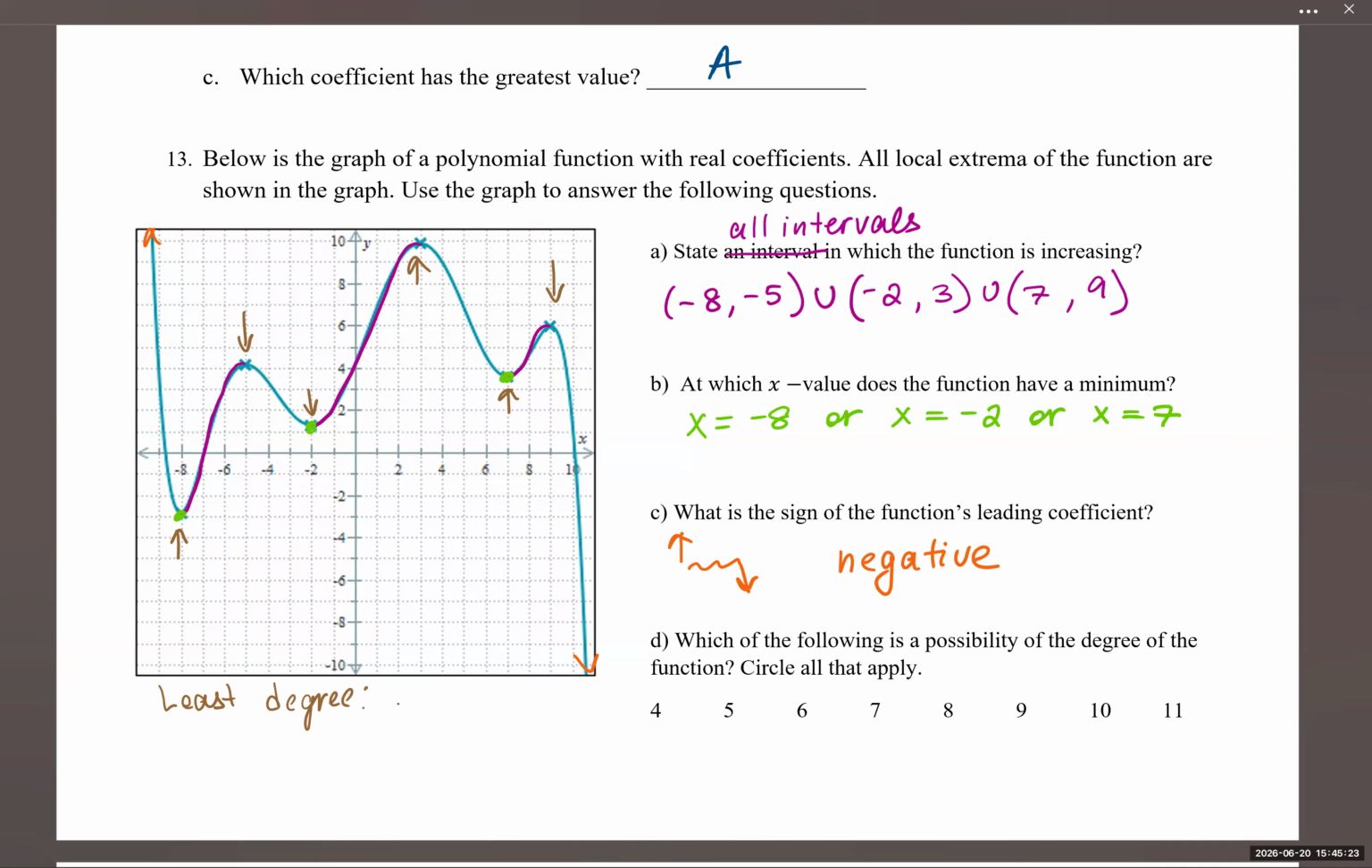So we have 6 turns, and then we have to add 1 to it. So the smallest degree is 7, but then it can be any other odd degree after 7. So 9 and 11 are also a possibility.